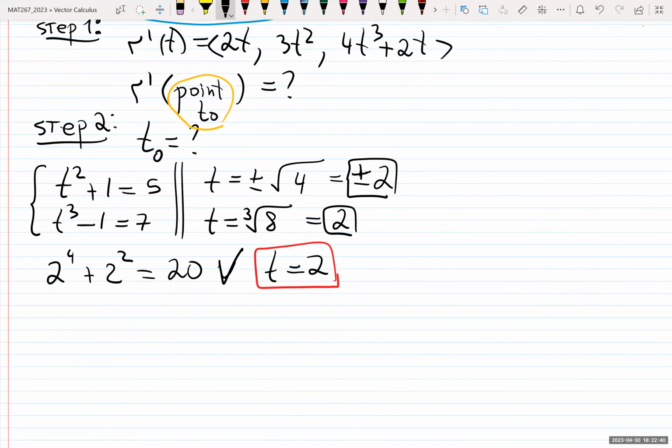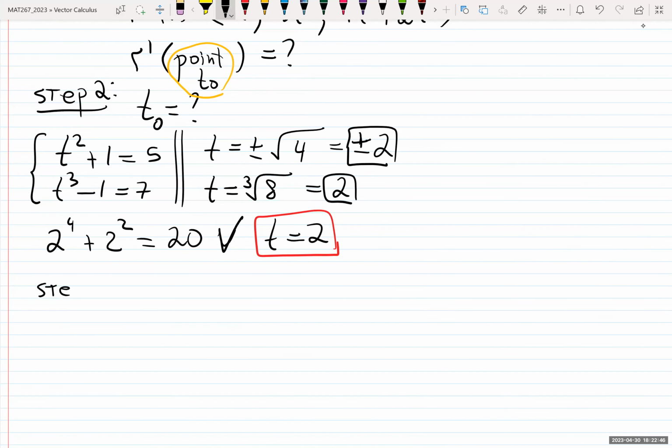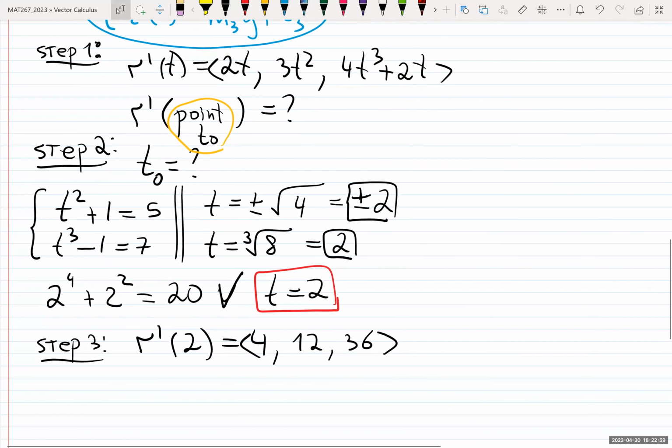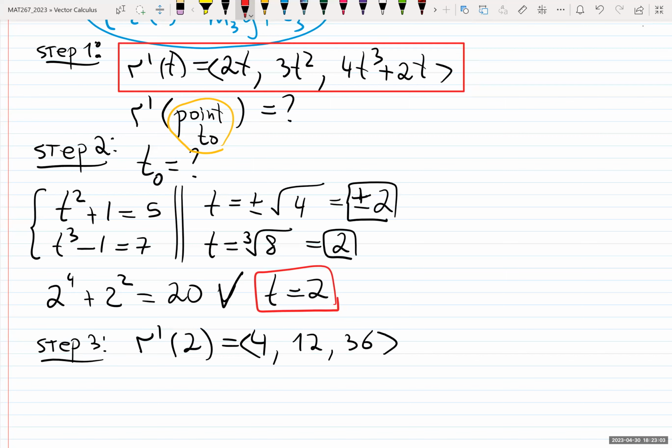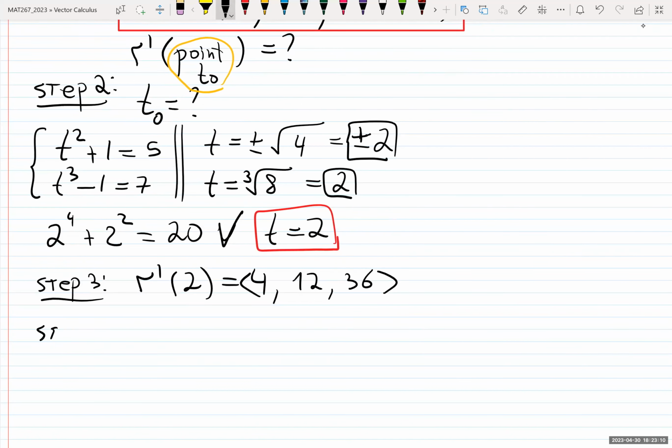So we have step 3. Step 3 is going to be r prime at 2. That gives me 4, 12, 36. I'm plugging it into my r prime, which I should have put in the box. I always tell people to put in the box whatever is important for you, so it's visually easy to find. Okay, why were we struggling with this? Because the last step is the answer.